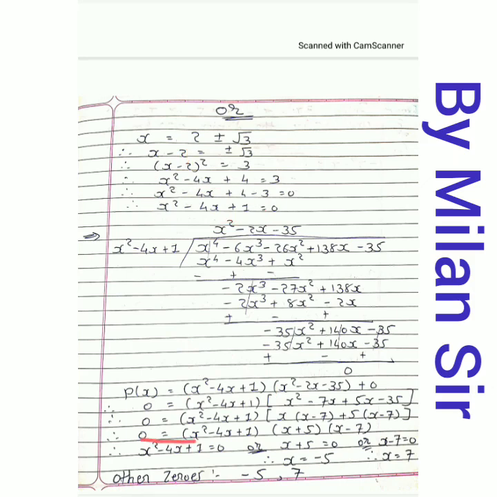Now here we have three brackets and the left hand side is 0. It means our first bracket is 0, otherwise the second bracket is 0, otherwise the third bracket is 0. That I have written here. I do not solve the first bracket, and go directly to the second bracket. If you transfer 5 to the left hand side, it becomes minus 5, and if you transfer 7 to the left hand side, it becomes plus 7. So my other two zeros are minus 5 and 7. So totally 4 zeros we found here.